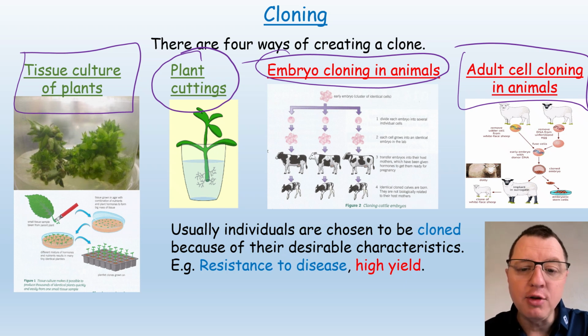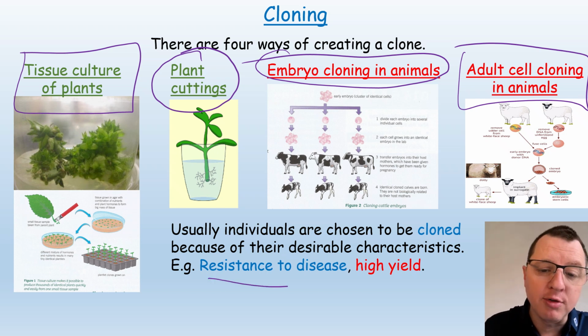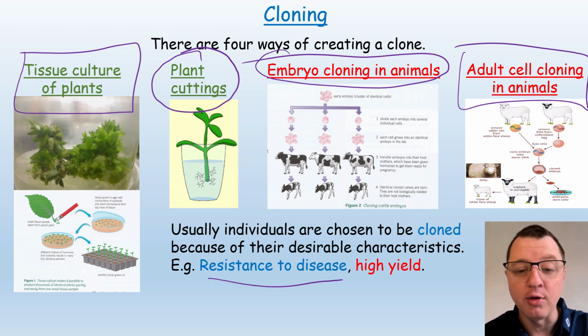Now, usually individuals are chosen to be cloned because of their desirable characteristics. For example, you may have a plant which is resistant to disease and therefore you wish to clone it, or maybe a plant that produces a particularly high yield, or maybe perhaps a cow that produces a high yield of milk and you therefore wish to clone those animals.